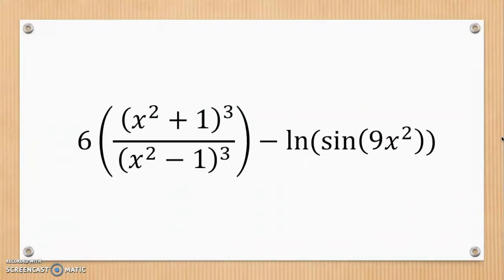For this problem, we're going to find the derivative of 6 times (x squared plus 1) to the third power over (x squared minus 1) to the third power, minus the natural logarithm of sine of 9x squared.